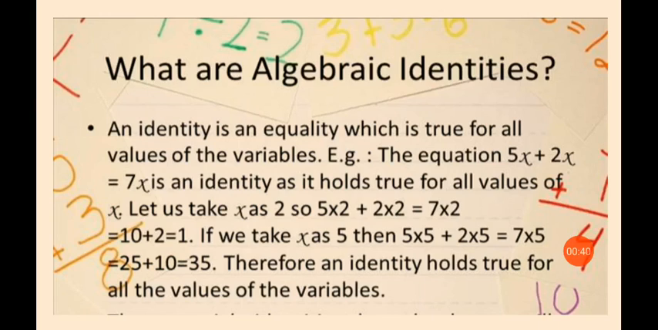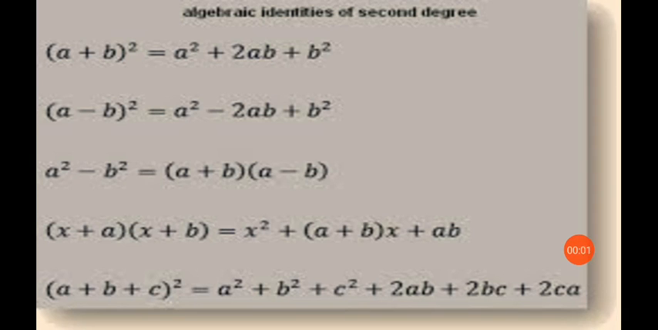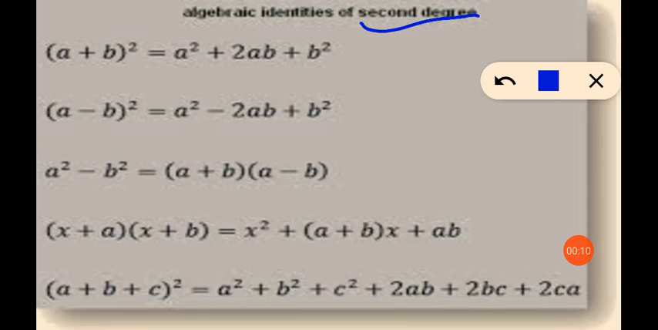So what is an algebraic identity? An identity is an equality which is true for all values of the variables. So let's move on. Now moving towards the algebraical identities. These are the identities of degree 2, which means the power is 2.